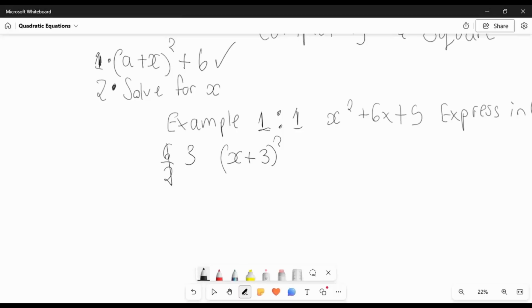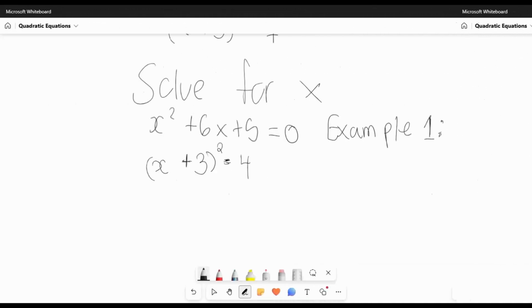Then you see the number which is inside here. We have to find the square of this number and subtract it, take it away on the other side. So in this case, it's plus 5 minus 9. The completed square form will be x plus 3 whole square minus 4. That is your answer.